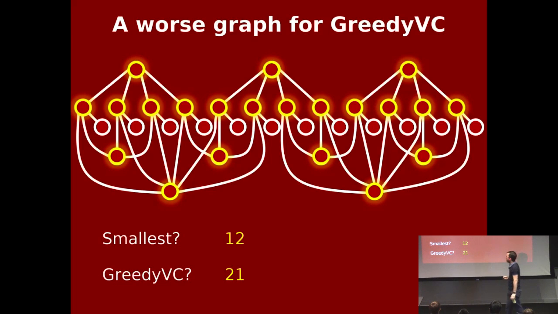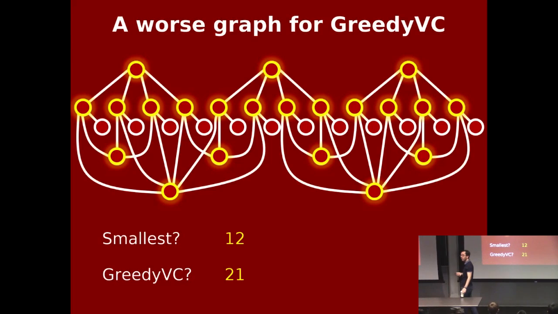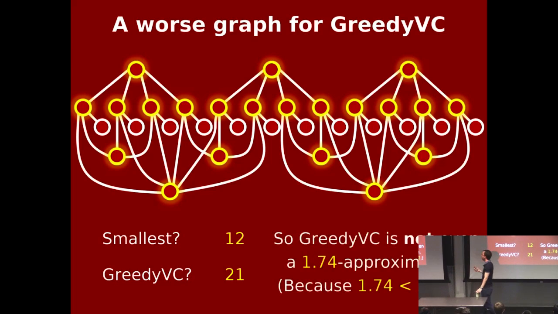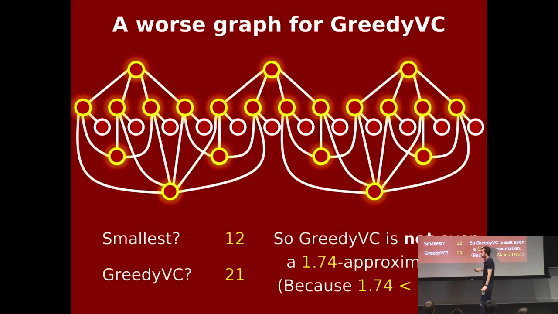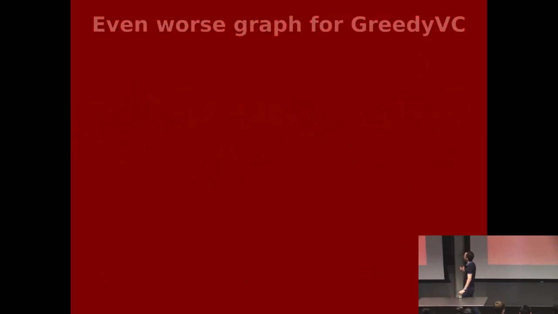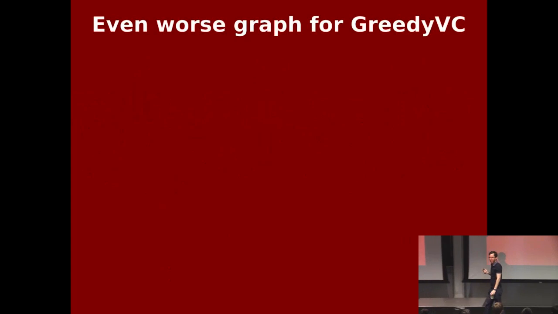Okay, and 21 over 12 is like 7 over 4. That's 1 3/4. So you could say that greedy doesn't even achieve a 1.74 approximation, because 1.74 times 12 is actually less than 21. I guess if you keep adding vertices like this with edges, you can show that it's not any approximation? It's not clear. I mean, in fact, there are worse graphs for greedy, it's true.